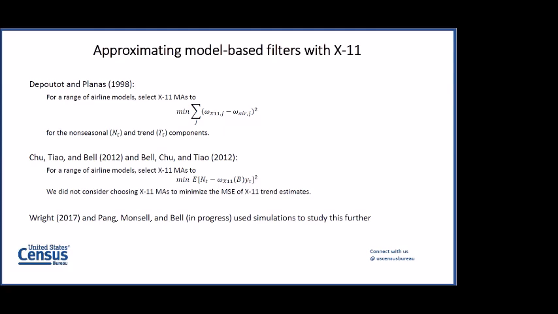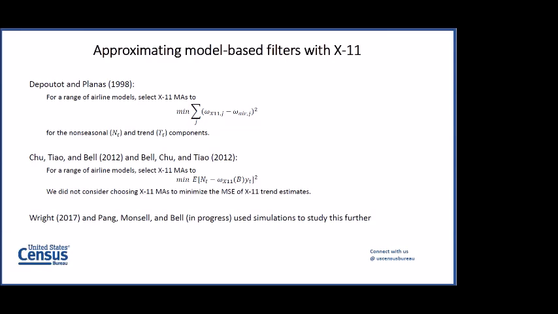And what we did that was different, it was somewhat mimicking what Depoutot and Planas did. We were looking for X-11 filters to approximate airline model canonical decomposition filters. But our criterion wasn't the squared differences in filter weights. It was minimizing the mean squared error of the X-11 estimates. And in the papers, it was for the non-seasonal component, just for seasonal adjustment. We didn't consider doing this at the time for trend estimates.